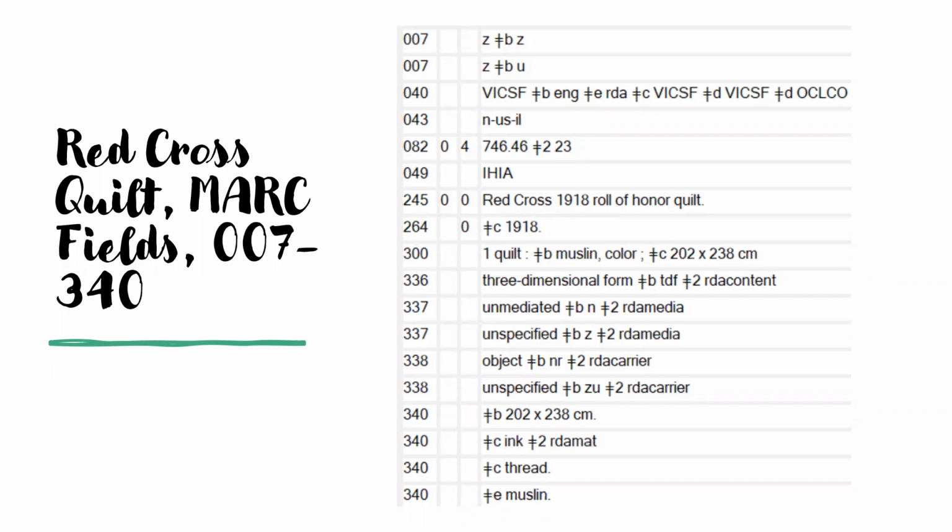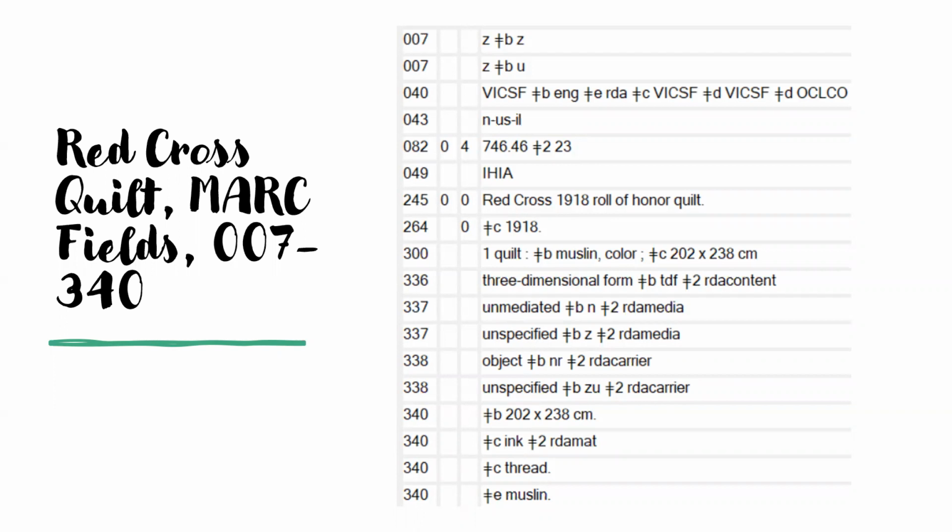The 300 field, physical description, records muslin and color in subfield B, which are the other physical details, and the dimensions are given in subfield C, which you can see are 202 by 238 centimeters. Then we've got the 336 field for content type, which is coded for a three-dimensional form. And there are multiple 337 media type and 338 carrier type fields for the quilt, and the fact that this is an object.